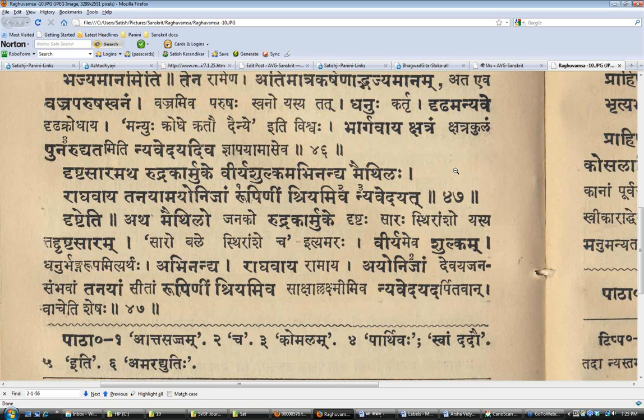But if you leave the Shulkam out, it will solve the problem. So it says Viryam Abhinandya. All that will fit now: Rudra Karmuke, Drishta Saryam, Viryam, Abhinandya. That will be fine. Bring the Shulkam in, and Shulkam takes Pradhanyam, I think, in my opinion, and it becomes a problem. Anyway, that's fine.